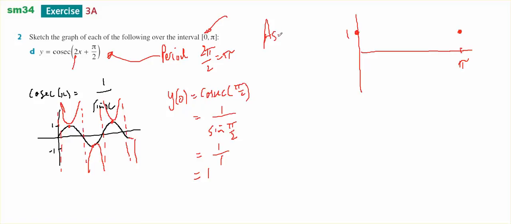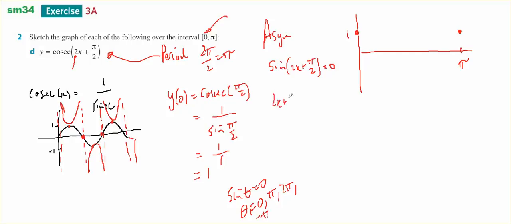Okay, to find the asymptotes, it's going to be when the sine of 2x plus pi on 2 equals 0. Now, the sine of theta equals 0 will be given at theta equals 0, pi, 2 pi and minus pi. So 2x plus pi on 2 equals 0, pi, 2 pi. So 2x equals minus pi on 2, pi minus pi on 2, which is pi on 2, 2 pi minus pi on 2, which is 3 pi on 2.